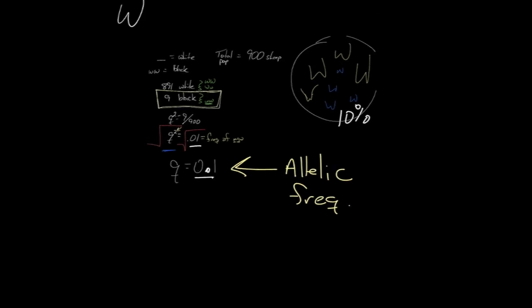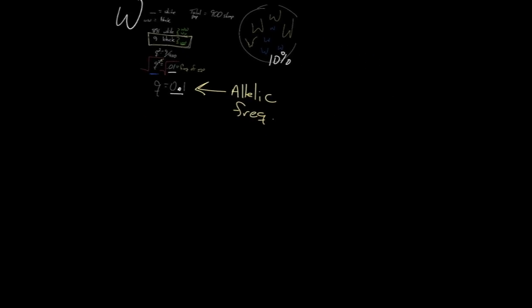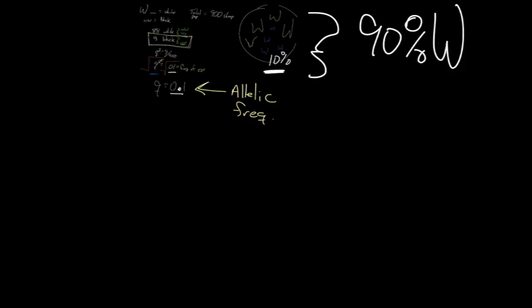Now that being said, let's think about something else that we know. We know something else if we know what the Q is. Once you know Q, then you know something very interesting: P plus Q equals 1. So if 10% of the population is little w, what must the rest of the population be? It must be big W. So 90% of the population is big W. How did I know that? Because 10% is little w.